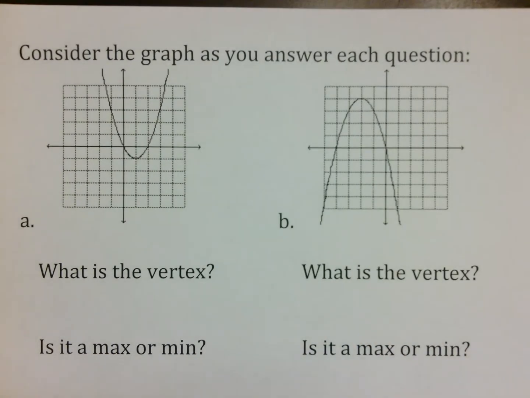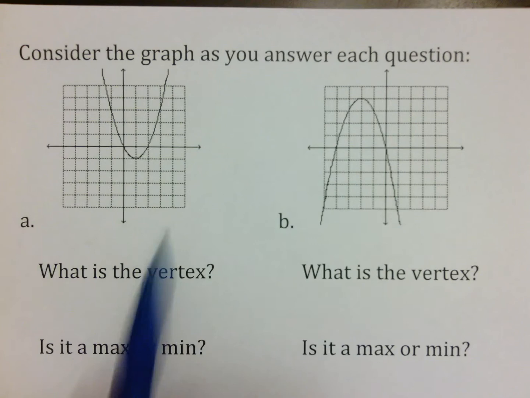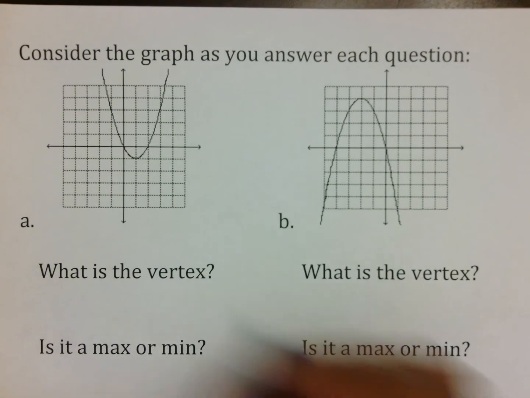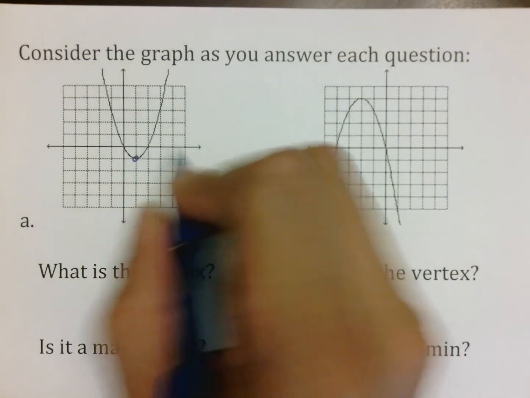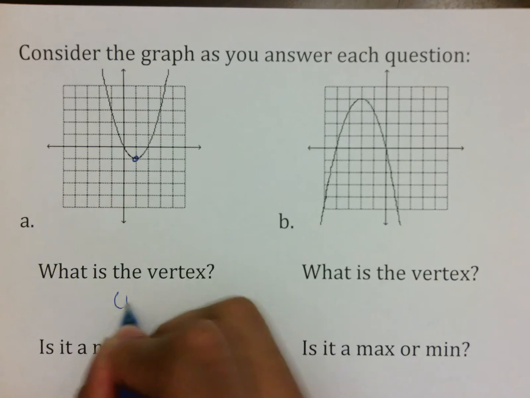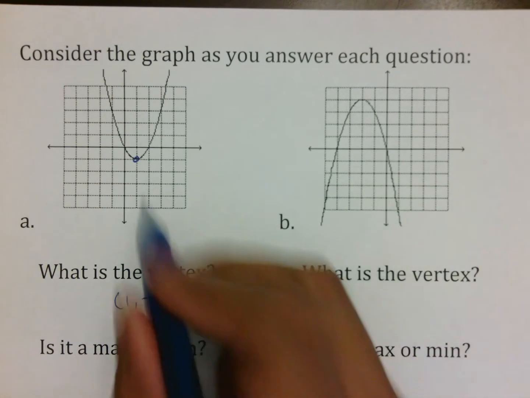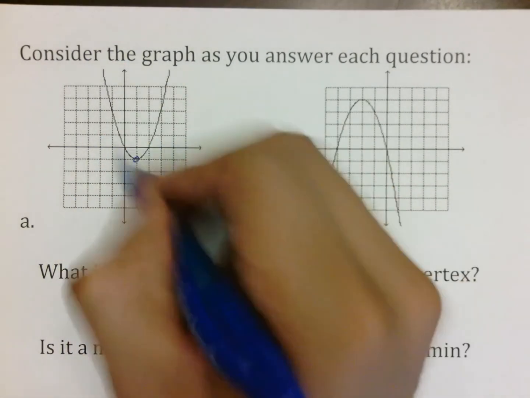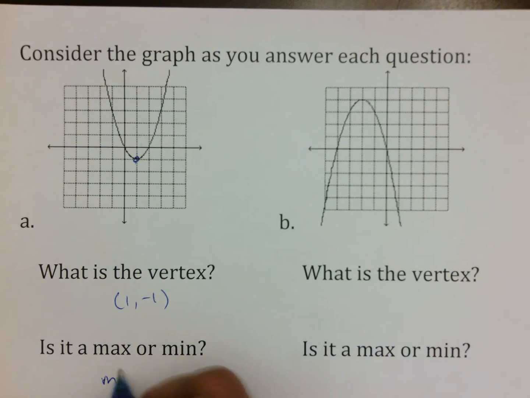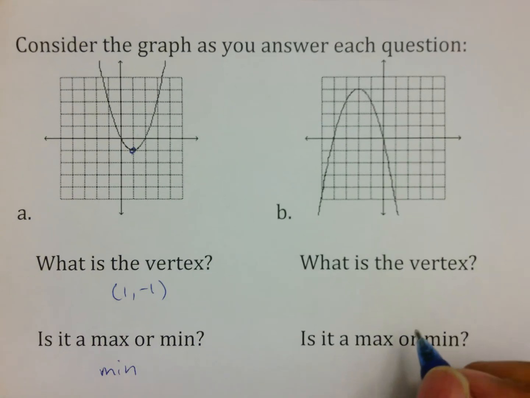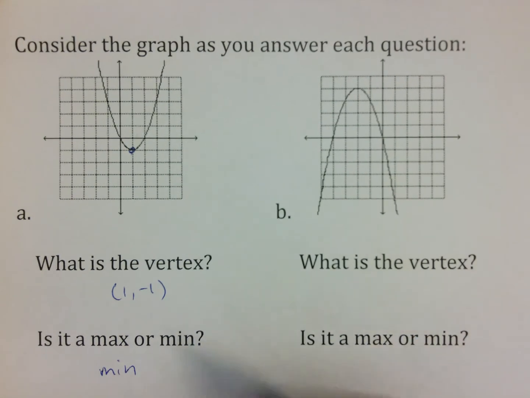Consider the graph as you answer each question. So again, what you're going to see as a question is going to say, what's the vertex? Well, the vertex is at the lowest point, which means in this case the vertex is 1, -1. And is it a max or a min? Well, the fact that it's going down this way and this is the lowest point, that makes it a minimum. And that's what you'll do for your homework also, is you'll put MIN. I don't need you to spell out the whole word.